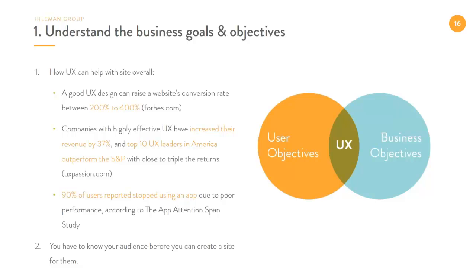So going to some statistics about how UX and business objectives roll into one. How can UX help with the site overall? A good UX design can raise a website's conversion rate between 200 and 400%. Companies with highly effective UX have increased their revenue by 37%, and top 10 UX leaders in America outperform the S&P with close to triple the returns. So that's a really impactful number there.